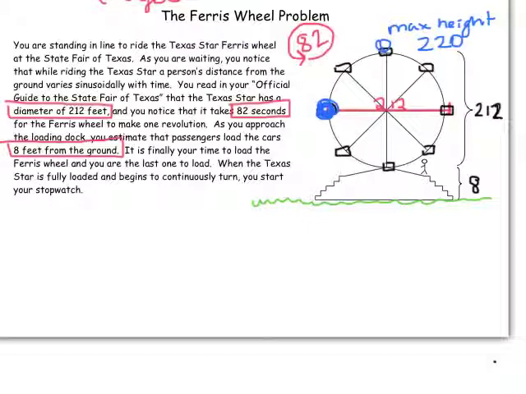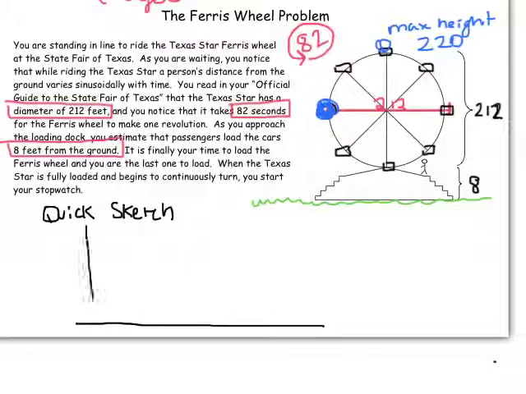All right, what I like to do before I start these is get myself a quick sketch of what I think this is going to look like as far as my sine and cosine graph. So if you think about what this is going to look like, first of all, if you're riding the Ferris wheel, you're never going to go below the ground. So your height will never go below 0. Your height, we said, is going to go as high as 220, and you're not going to go past that, assuming we're just talking about riding the Ferris wheel.